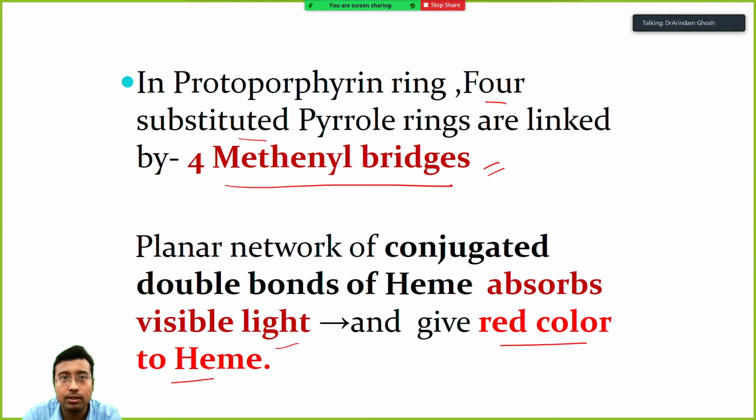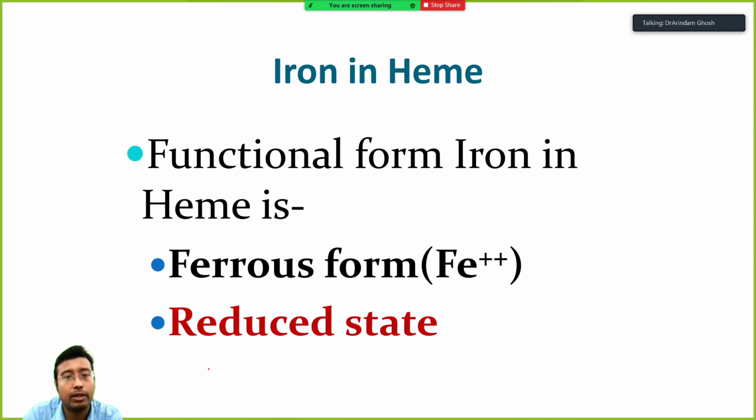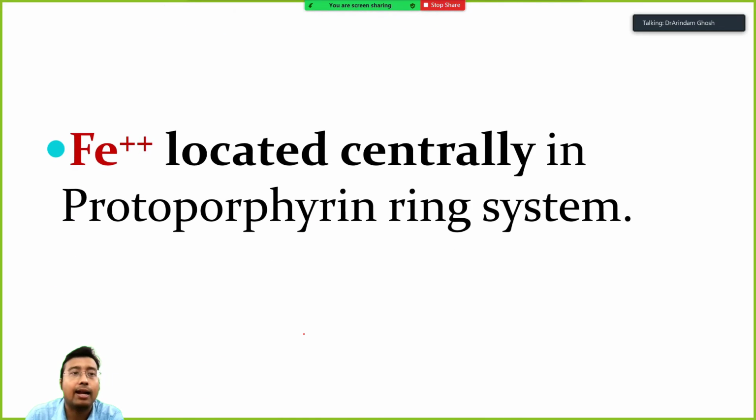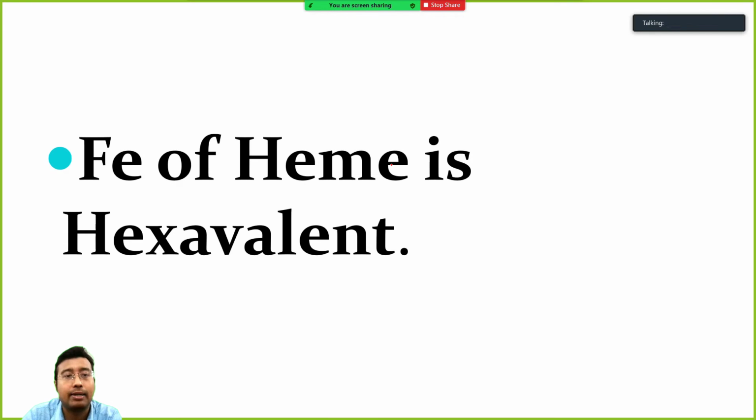I think you know this. Something which is green is absorbing all other wavelengths and reflecting green only. So that's why everything is red when it comes to blood. And lastly, the iron in heme is in ferrous form, which is the reduced state. We all know oxidized iron is in ferric form. And the iron is located in the protoporphyrin ring system that we have shown you multiple times.